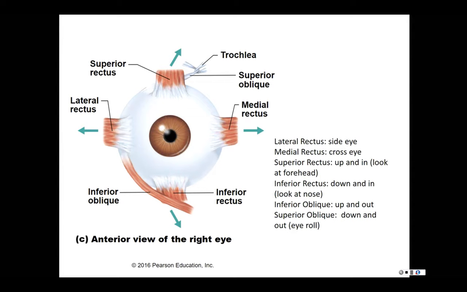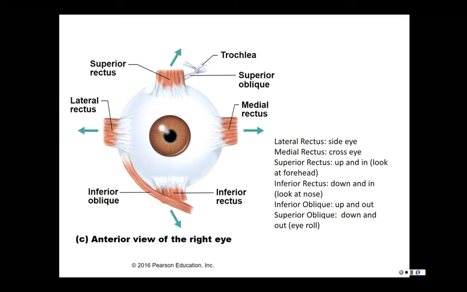So when you look left, if you take your finger and put it on your nose, that's your medial rectus, making you cross-eyed, pulling that eye in. The superior rectus looks up and medial. That's your superior rectus. Your inferior rectus would be looking at the tip of your nose, or like down at your chin if you could see your chin. That's your inferior rectus. And then your obliques move your eye up and out and down and out.